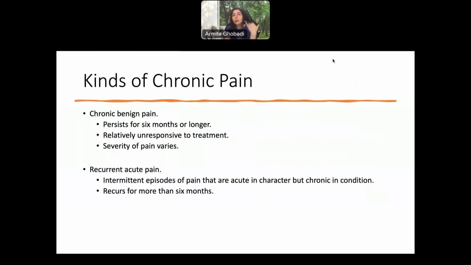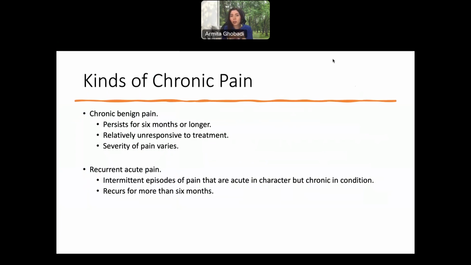There are going to be different kinds of chronic pain. It's going to be benign pain, like chronic benign pain, which is going to be more than 6 months or even longer. Whenever you are not responding to your pain, it's going to be benign pain. So again, you have to just address that. Severity is going to vary because it might be increasing or it might be decreasing. We don't know. But if a pain is lasting 6 months or more and you wouldn't address that, it's definitely going to be chronic benign pain.